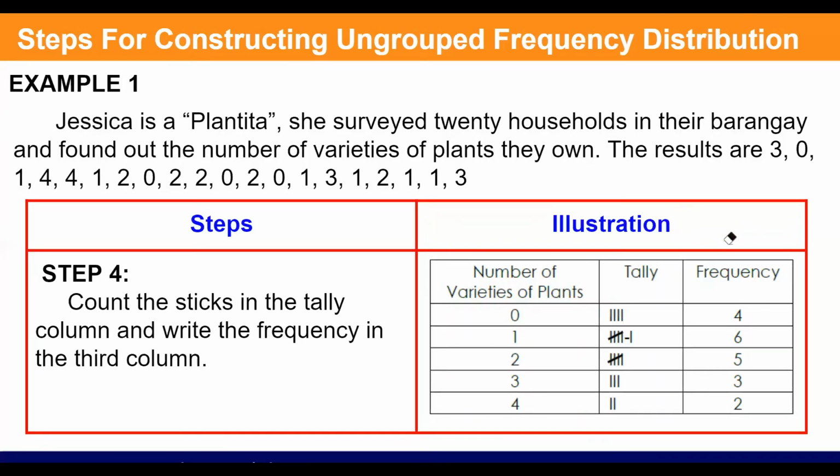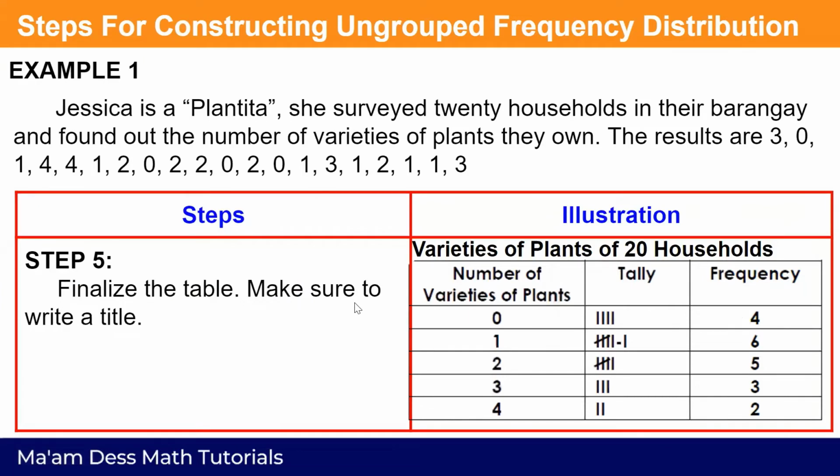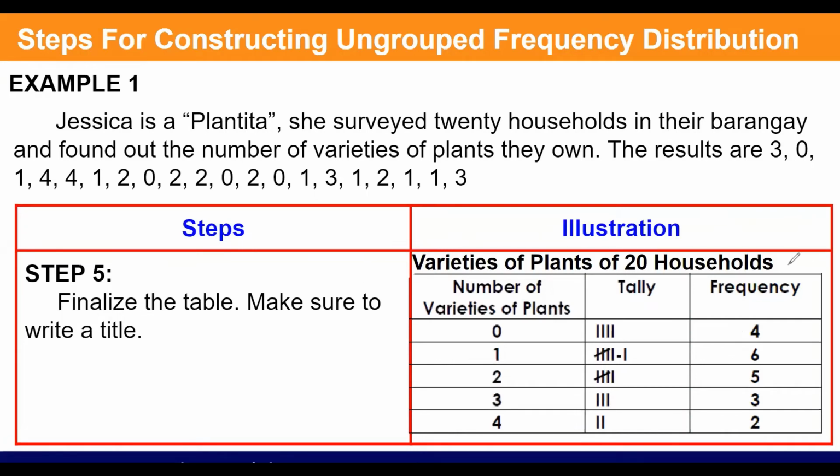Next. So, step 5, finalize the table. Make sure to write a title. So, ayan, dapat yung table natin mayroong title. So, ang title po natin ay Varieties of 20 Plants of 20 Household. Ayan. And then we have the headings, number of varieties of plants, and then tally, and then frequency. So, complete na po yung table natin o yung frequency table natin.